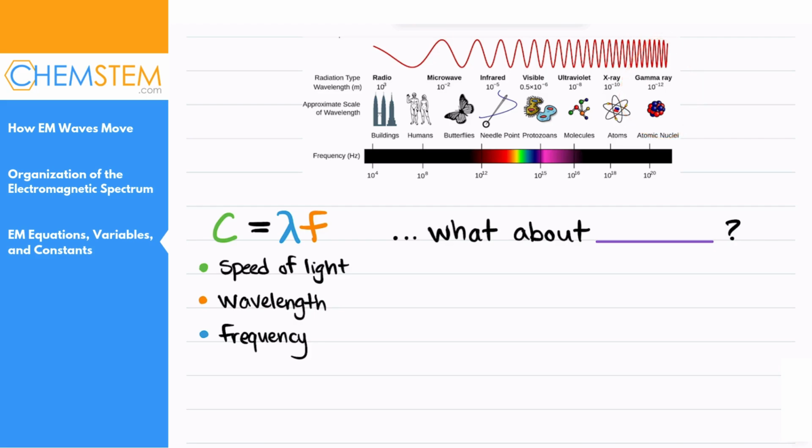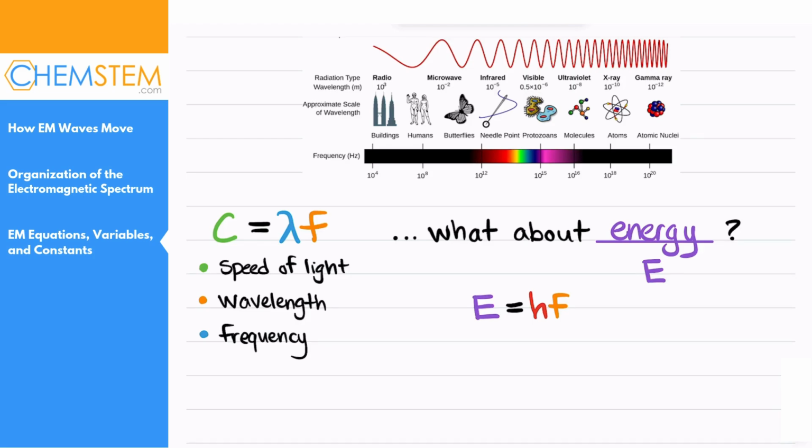So what about energy? We don't see energy in our equation here, but energy is certainly something that we would be interested in when it comes to electromagnetic radiation or electromagnetic waves. Energy is denoted by the letter E, and there is an equation that relates them. The equation here: E for energy is equal to h, Planck's constant, we'll talk about that, times frequency.